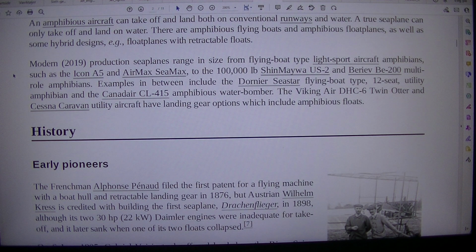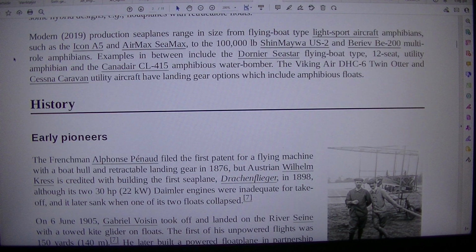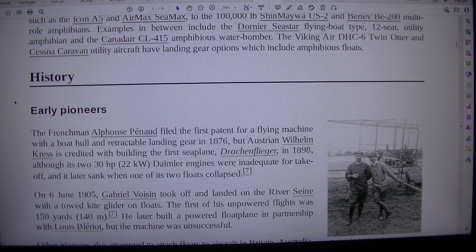Modern, 2019. Production seaplanes range in size from flying boat type light sport aircraft amphibians such as the Icon A5 and Air Max C-Max, to the 100,000-pound Shin Meiwa US-2 and Beriev Be-200 multi-role amphibians. Examples in between include the Dornier Seastar flying boat type, 12-seat utility amphibian and the Canadair CL-415 amphibious water bomber. The Viking Air DHC-6 Twin Otter and Cessna Caravan utility aircraft have landing gear options which include amphibious floats. History. Early pioneers.